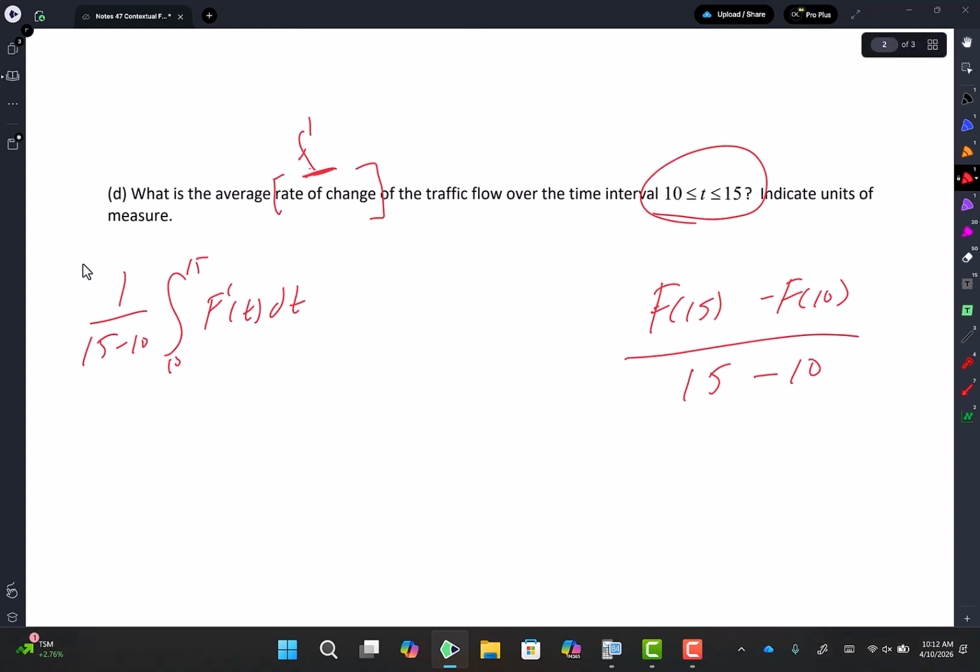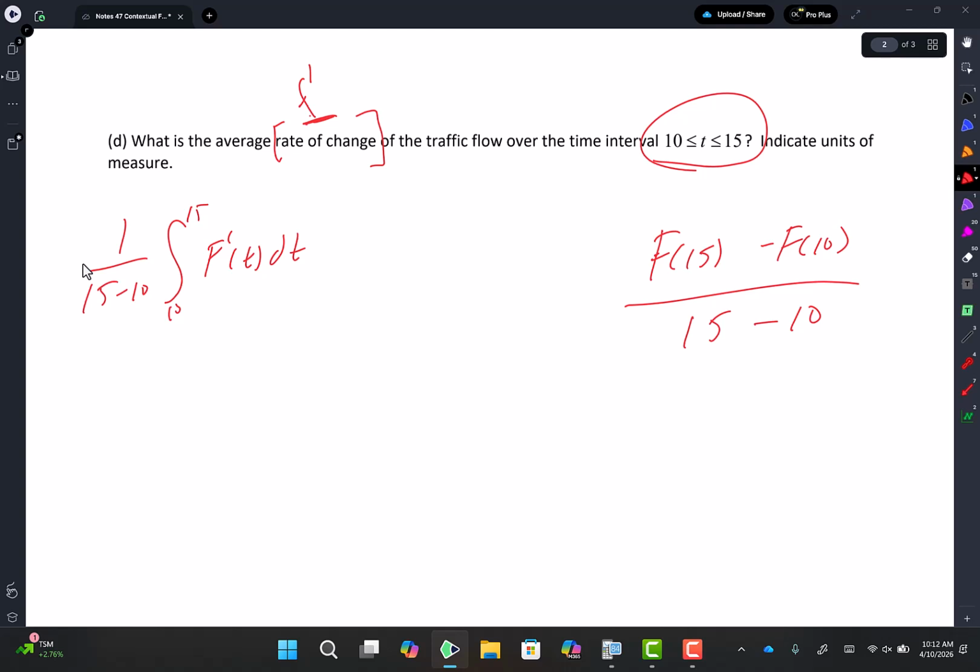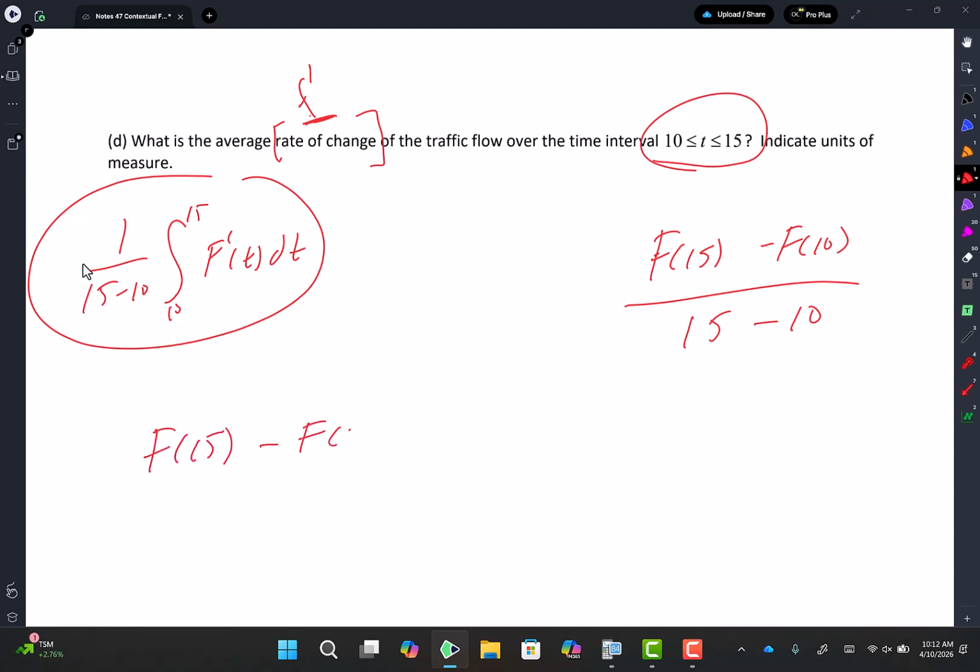What is f? Okay. This is called a setup. Either one of those will work. But if you put this one, I would like for you to eventually put that in there. So then I'm going to write f of 15 minus f of 10 over 5. All right, here we go.